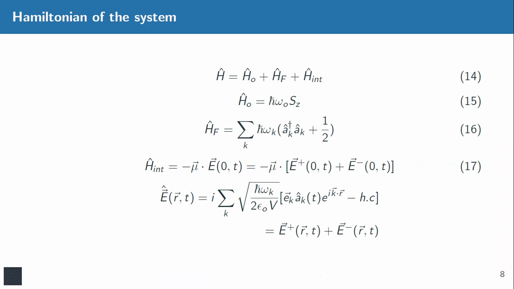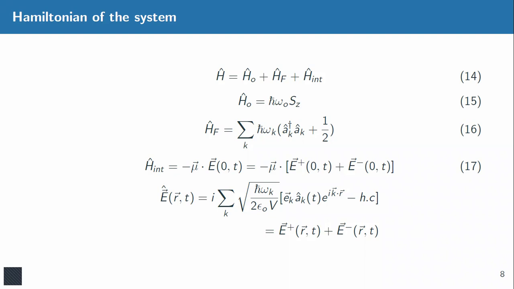We know that the total Hamiltonian is composed of three main terms. The first is the system term, related to the atom, and it is given in equation 15 in terms of the population operator. The second term is related to the field, our electromagnetic field, which, as we have discussed many times, is just a harmonic oscillator. The field Hamiltonian is given as the Hamiltonian of the quantum harmonic oscillator in equation 16.